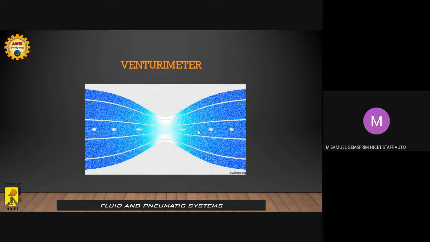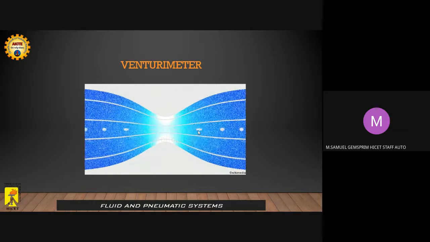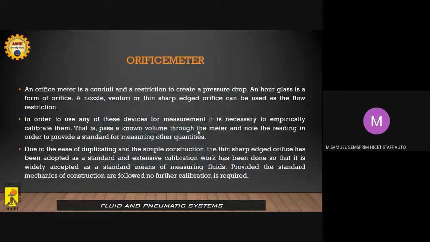So this is how the schematic working of a venturi meter will look like. Since the cross section is reducing, obviously the velocity increases and the pressure decreases. Then in the throat area it is properly settled, and again in the diverging part, it is bringing back to the original condition.